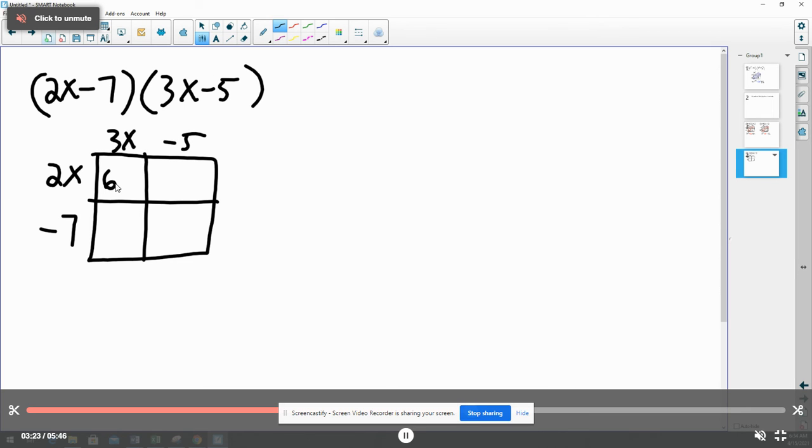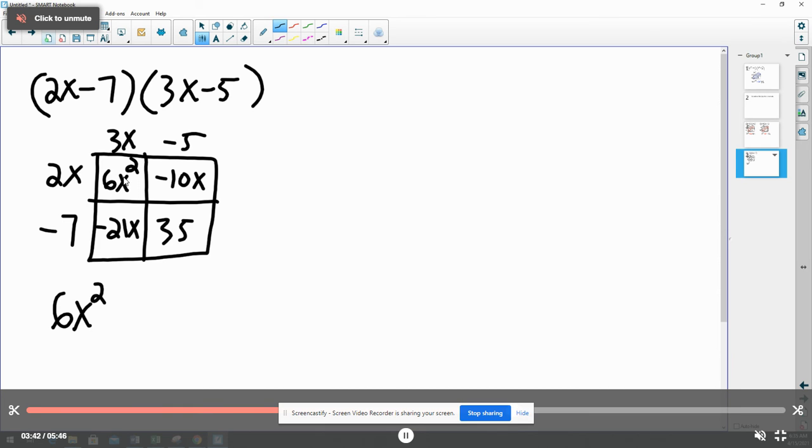So we have 2x times 3x is 6x squared. 2x times negative 5 is negative 10x. Negative 7 times 3x is negative 21x. And negative 7 times negative 5 is positive 35. And make sure you're careful when you multiply those two negatives.